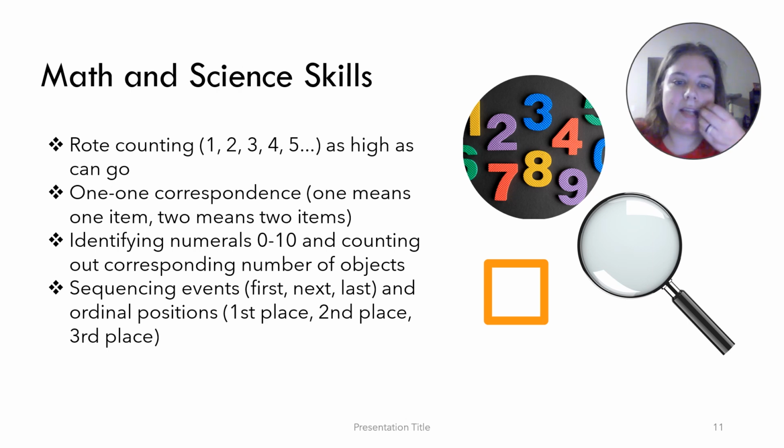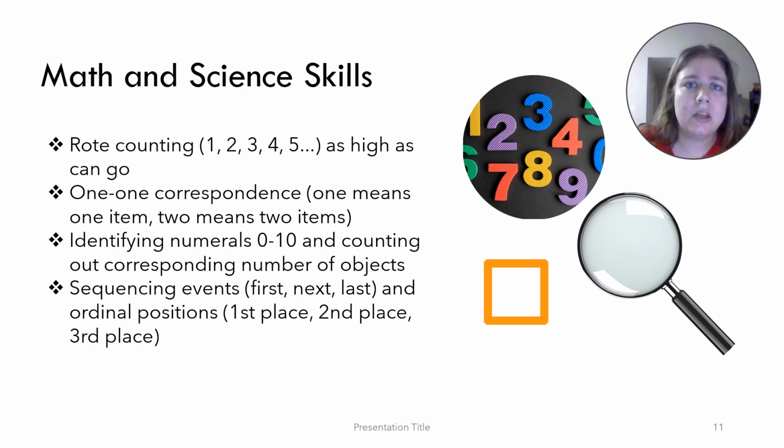And then sequencing events, first, next, last. First there was an egg, then it cracked, then the chick came out. Ordinal positions are kind of similar, but more like you were first place in line, you're second place in line, you're third place in line. Those are very important things, especially the sequencing of events.